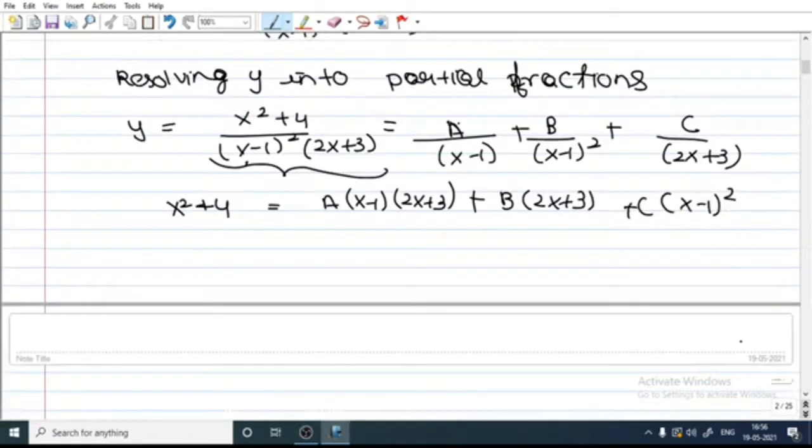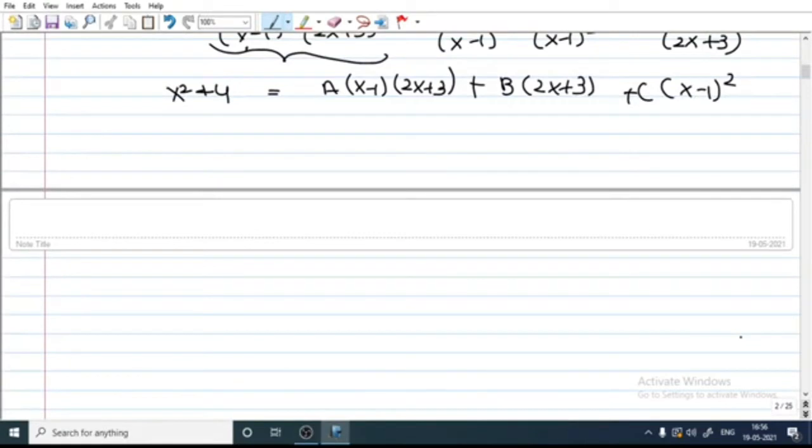Simple. Now what we are going to do is put x equals 1. The moment you put it, you will get 5 equals 5b, and the rest will be 0. You will get b equals 1.